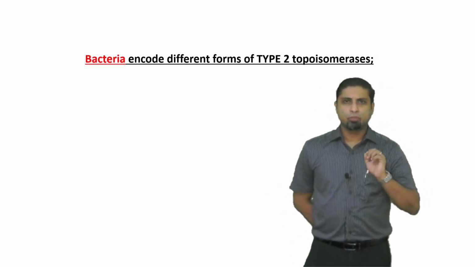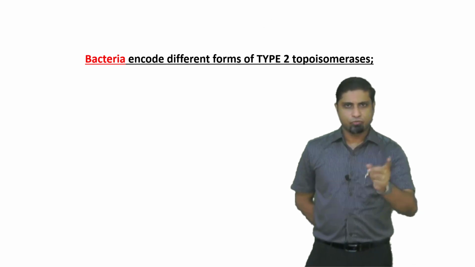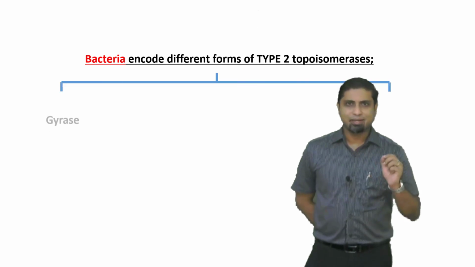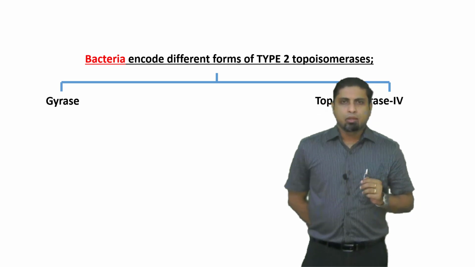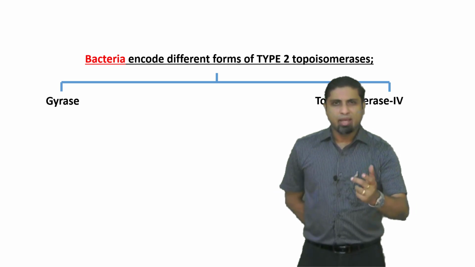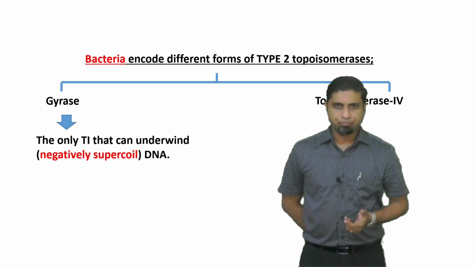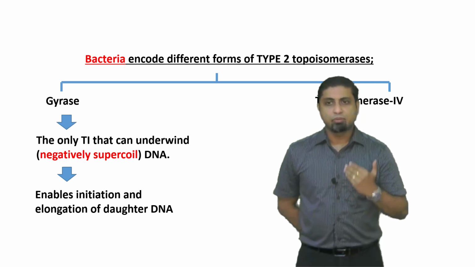Now, when we talk about bacteria, they encode two varieties of type 2 topoisomerase. They include gyrase and topoisomerase 4. Now, DNA gyrase is the only enzyme which is known to underwind or negatively supercoil DNA. Now, this is the enzyme that helps in initiating DNA separation and elongation of DNA.